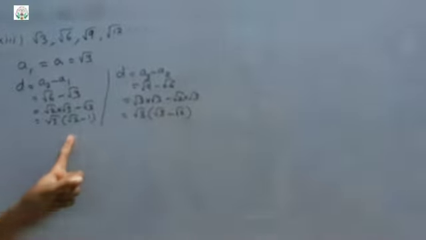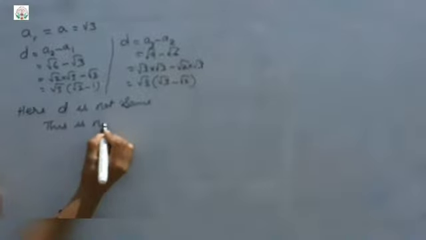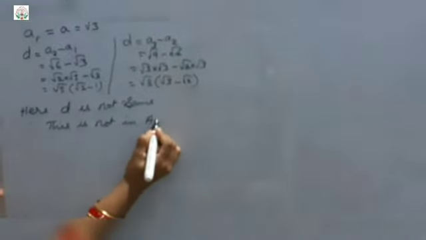Okay, so now you can see, are both d's same? No, so it is not in AP. So you can write here d is not same. Therefore this is not in AP. Clear? Understood, children? Now shall we go for the 14th one? Yes. Now the 14th one is what?